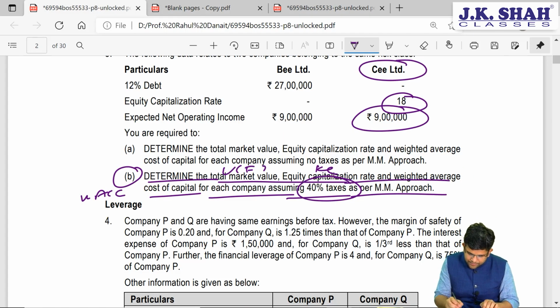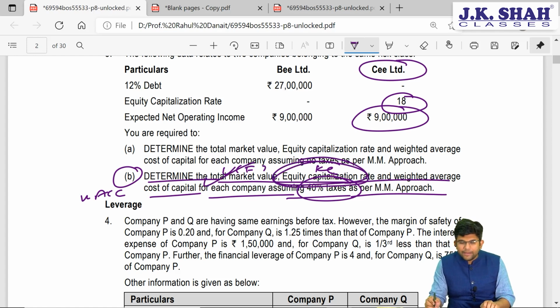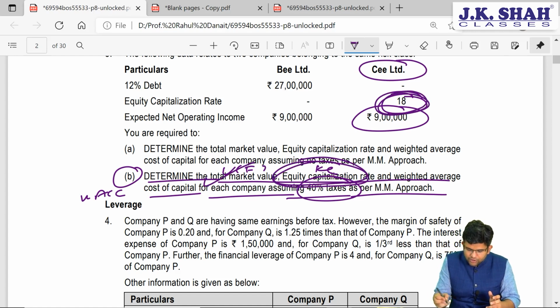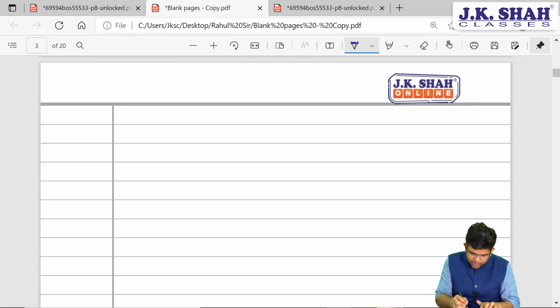Next, value of firm done. Then they are asking us to calculate KE. Now children, in order to calculate KE, do you realize I did not calculate anything for C Limited because KE is already given to you. KE, KO, everything will be 18% only. But as far as B Limited is concerned, we will have to calculate KE, right? So I'll just show it to you here.